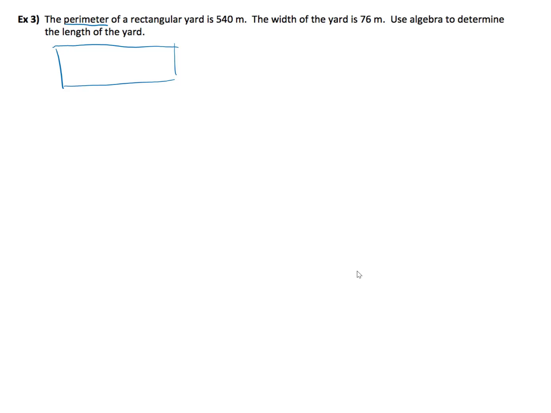And we'd say the width of the yard is 76 meters. So that means it's 76 meters over here. But that means we don't know what L is here or L is up here. So that means that our perimeter, if we use our formula, 2 times L plus 2W, well, we know what the W is, so we have 2. And we know what the perimeter is, because we're given the perimeter right here. And it's 540 equals 2L plus 2 times 76.